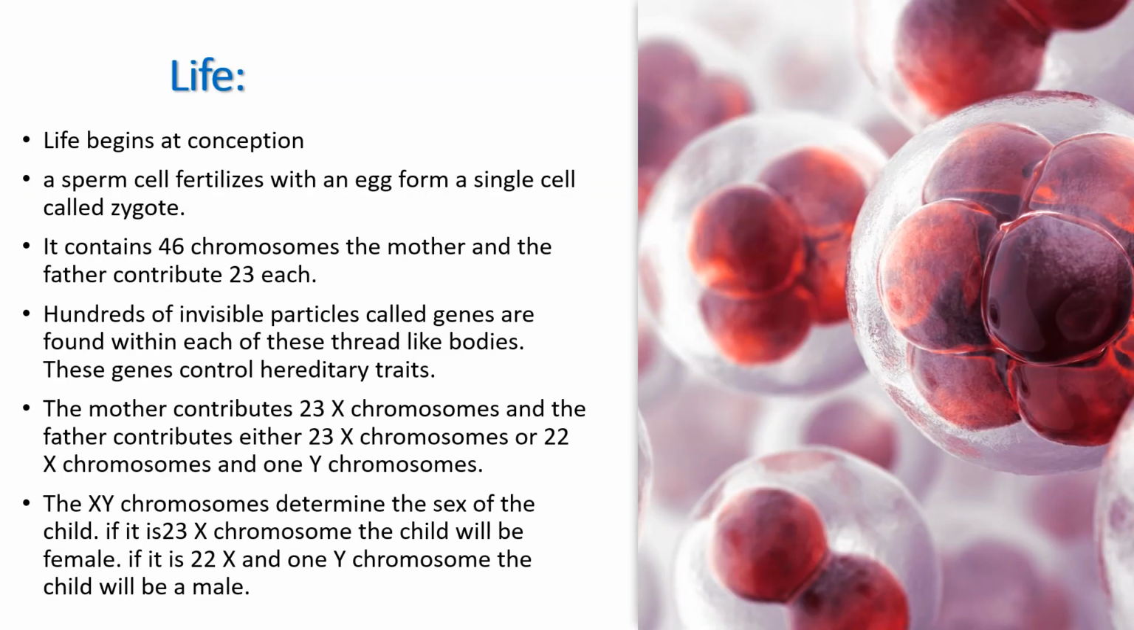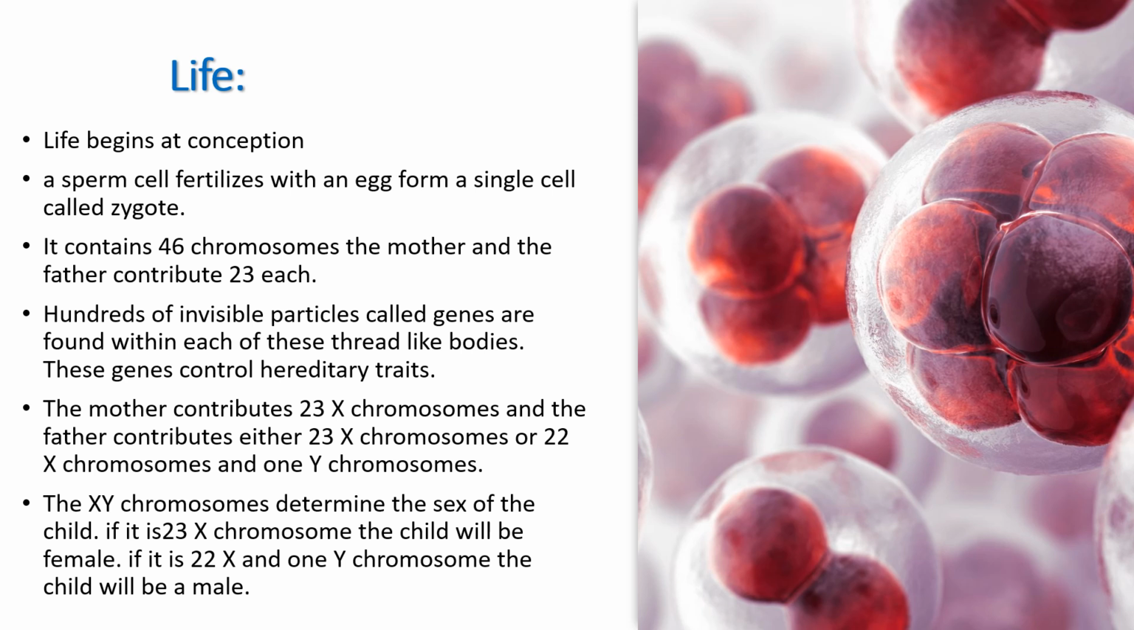So, to discuss, our life begins at conception, and a sperm cell fertilizes an egg to form a single cell called a zygote. That you have all learned in lower grades, right? And in that zygote, since it is the fusion of a sperm cell and a fertile egg cell, it contains 46 chromosomes. The mother and the father contribute 23 chromosomes each.